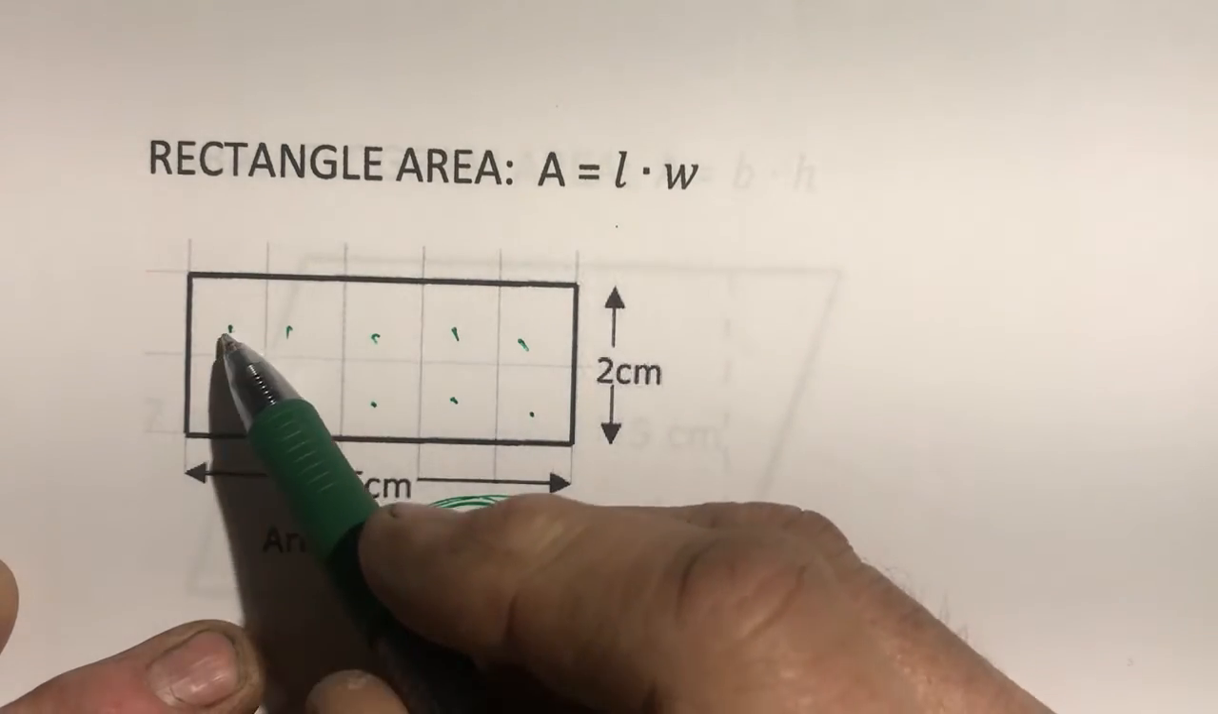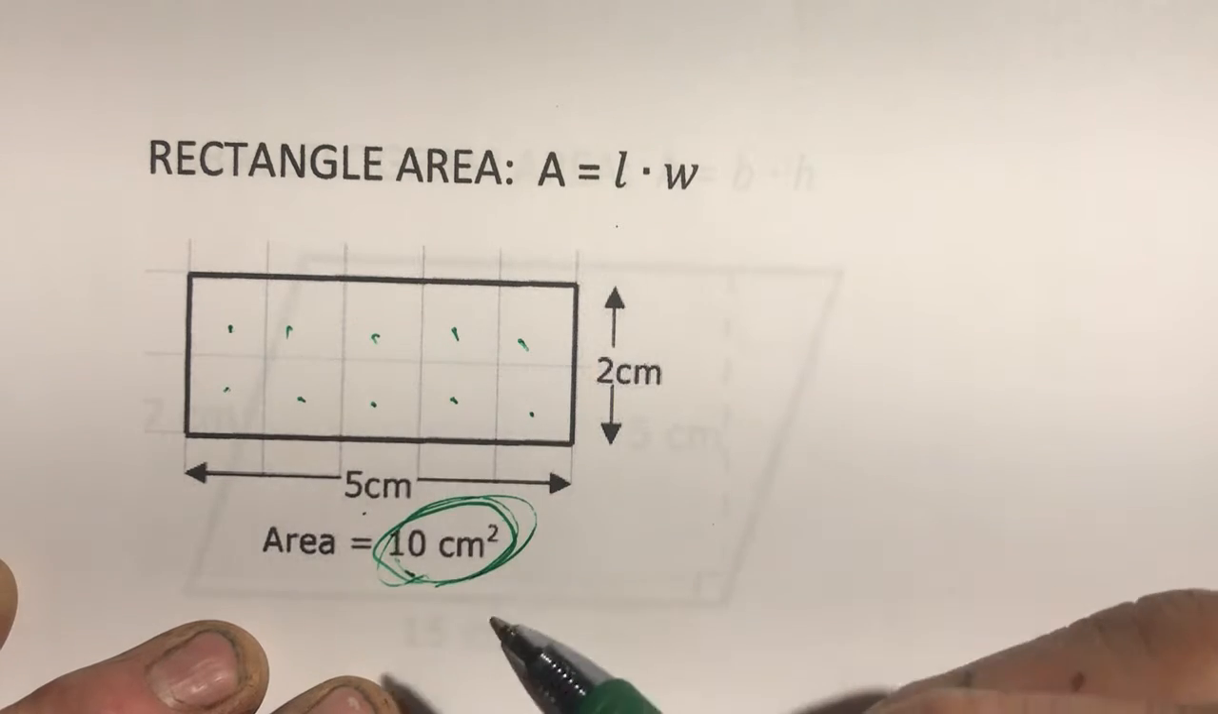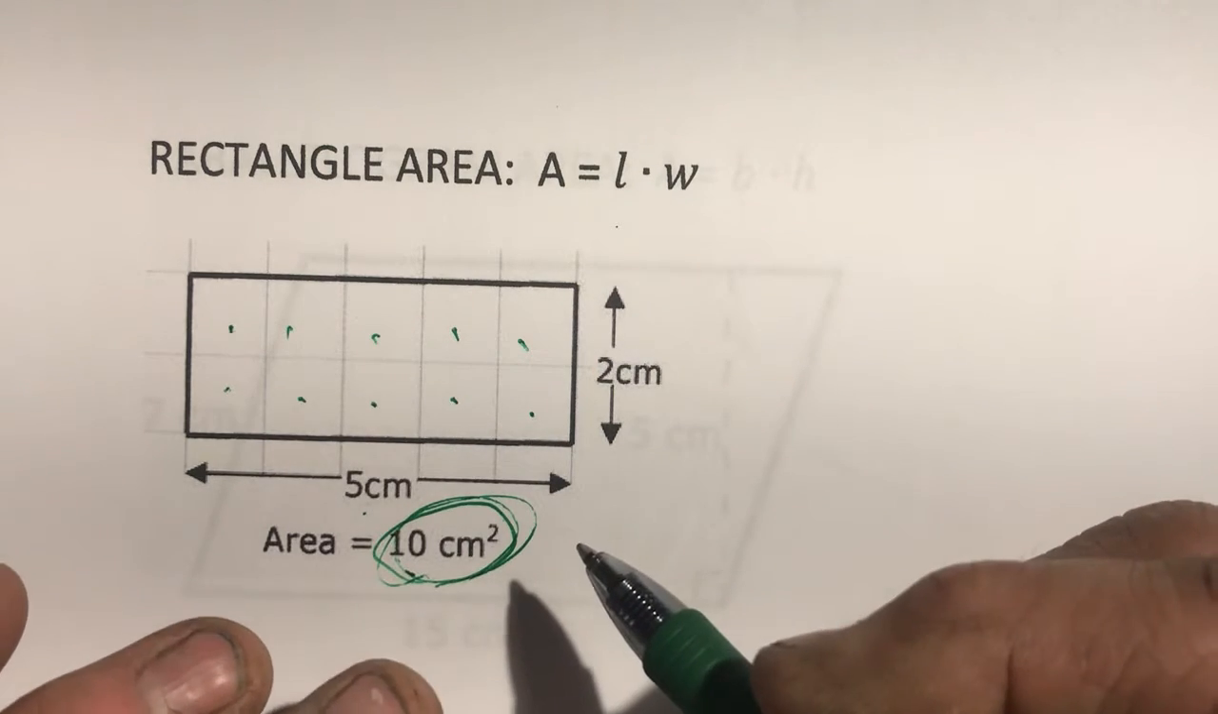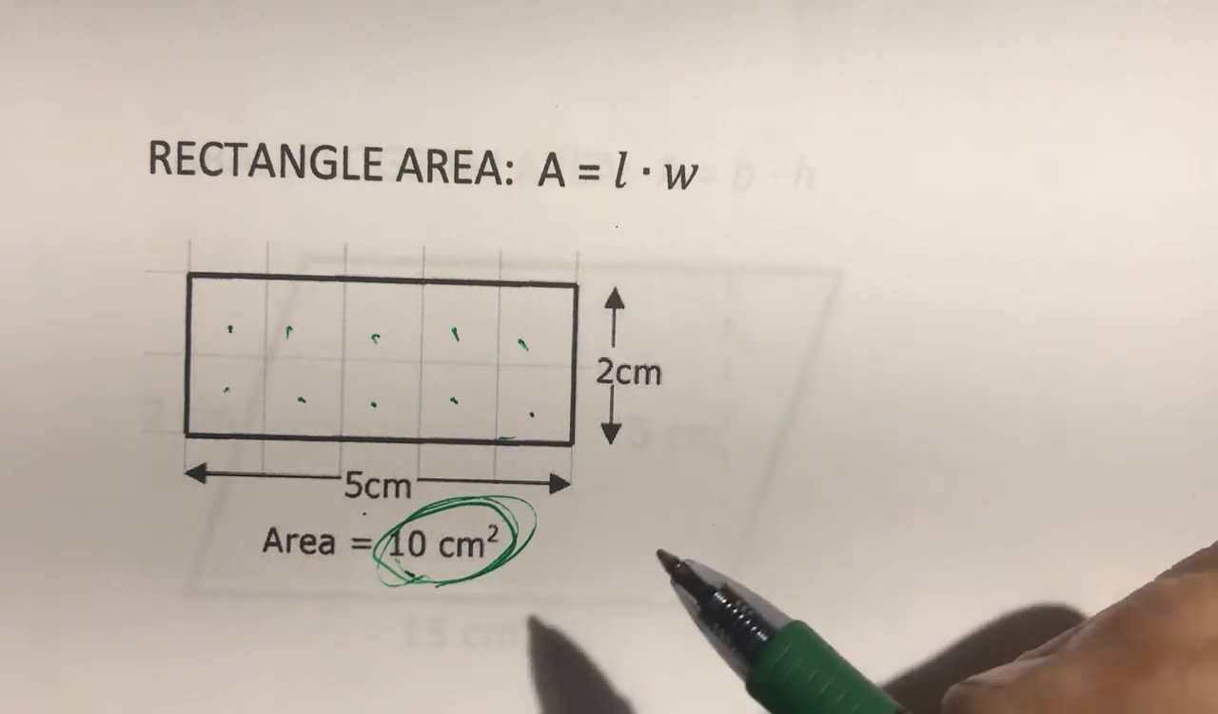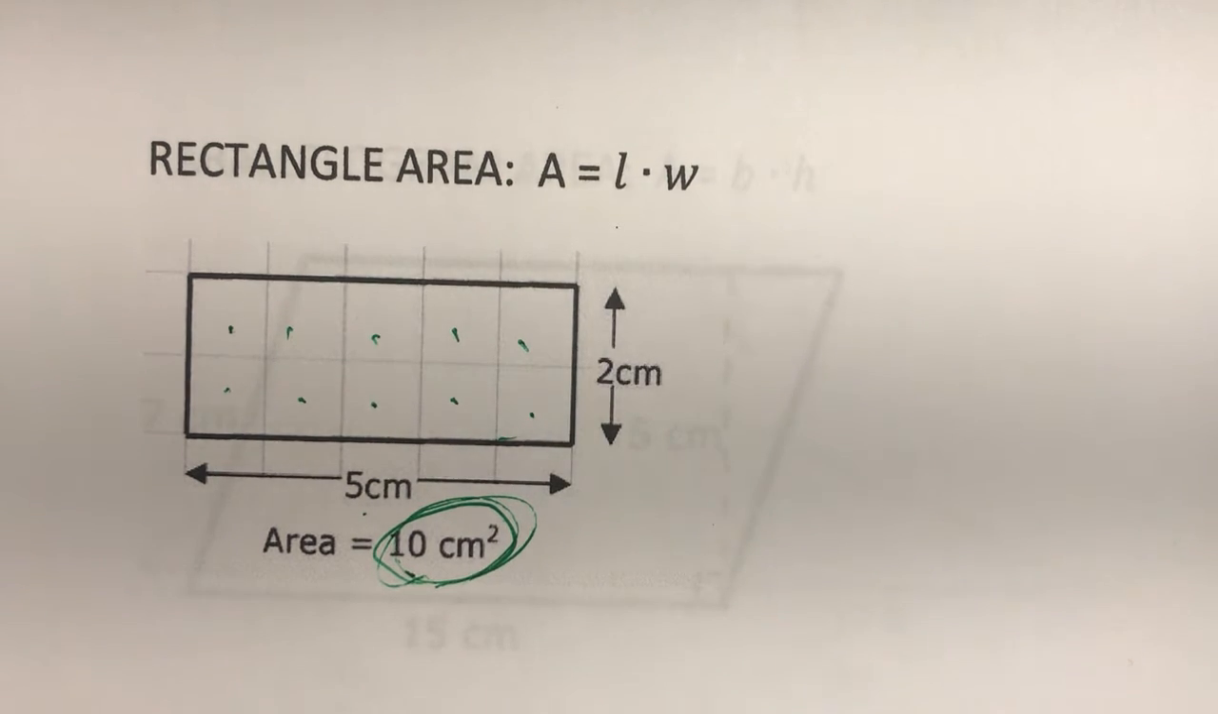But you can see there's 10 squares in here. Each square is a 1 centimeter square, 1 centimeter this way, 1 centimeter this way. So the area is 10. Finding the area of a rectangle is simple.